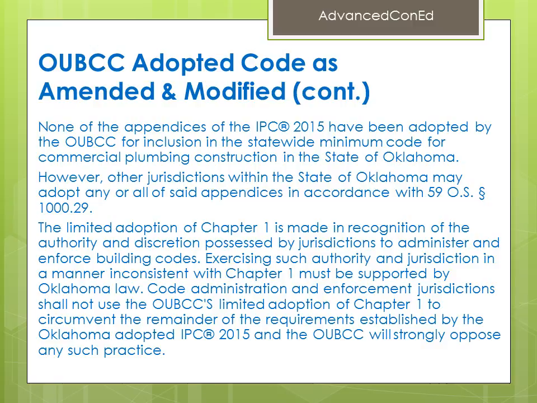The limited adoption of Chapter 1 is made in recognition of the authority and discretion possessed by jurisdictions to administer and enforce building codes. Exercising such authority and jurisdiction in a manner inconsistent with Chapter 1 must be supported by Oklahoma law. Code administration and enforcement jurisdictions shall not use the OUBCC's limited adoption of Chapter 1 to circumvent the remainder of the requirements established by the Oklahoma adopted IPC 2015, and the OUBCC will strongly oppose any such practice.